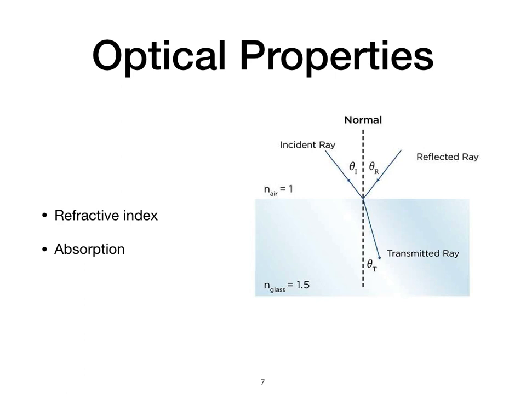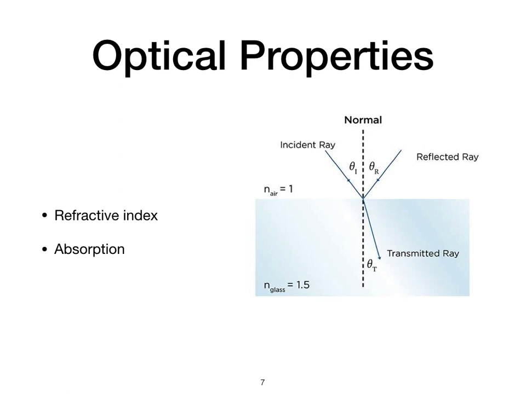Refractive index: light that is incident on a glass surface, as you can see in the image, will be reflected at an angle equal to the angle of incidence and transmitted through the material according to Snell's law. From normal incidence, approximately 4% of light is reflected. This value is determined by the refractive index of glass.